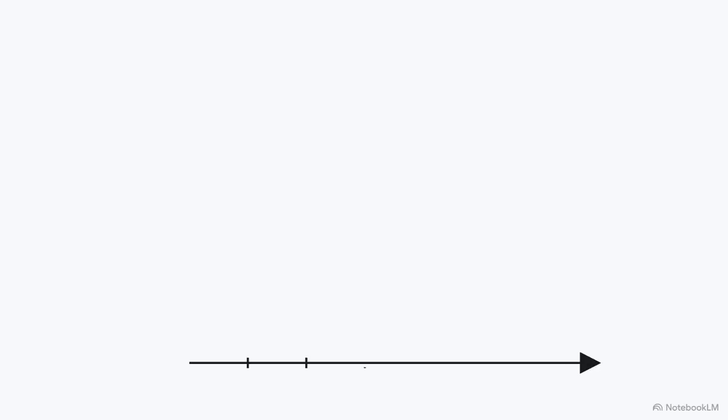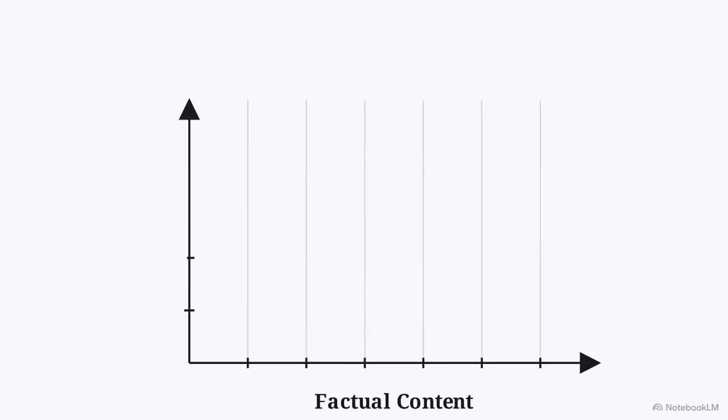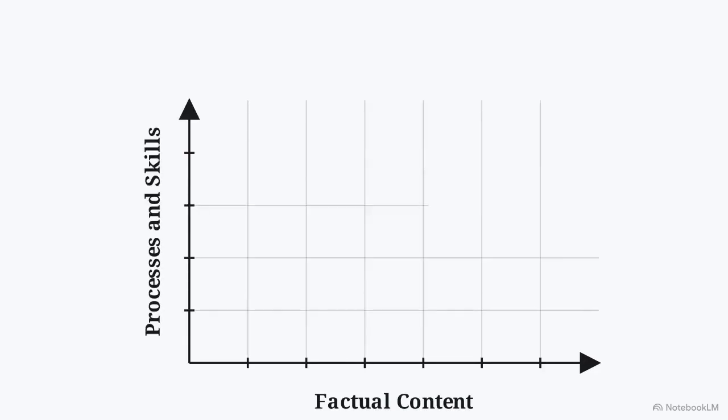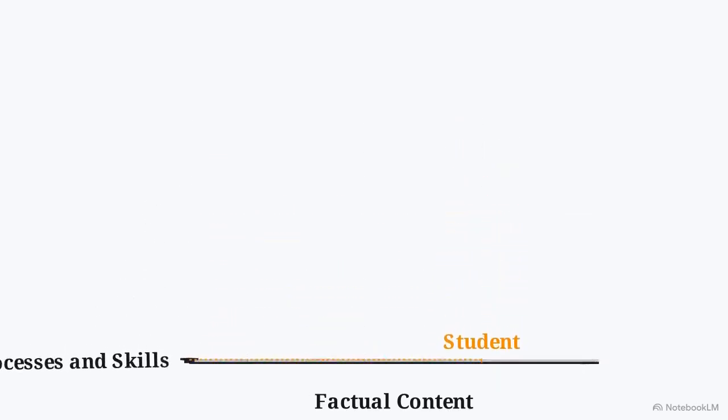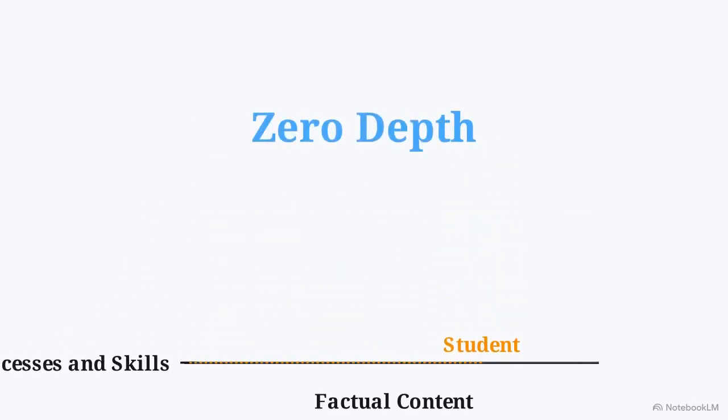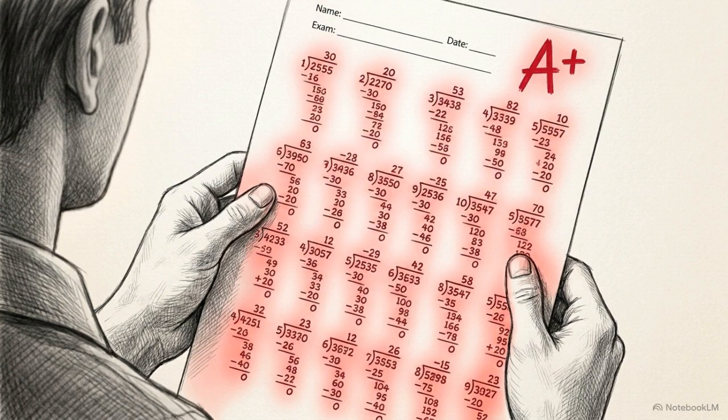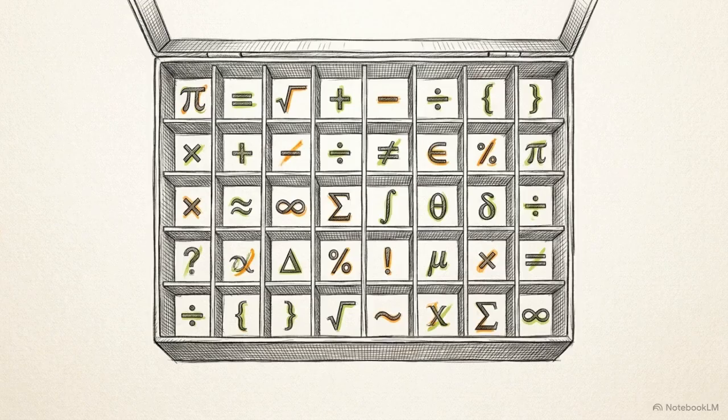The horizontal axis represents factual content, specific numbers and formulas. The vertical axis represents procedural skills and step-by-step algorithms. Plot a student's learning here, and you get an intersection of fact and skill. But rotating our perspective reveals the entire space is flat, zero depth. A student might master both the x and y axes, achieving perfect procedural fluency on a test, yet their mathematical knowledge remains compartmentalized and disconnected from broader meaning.